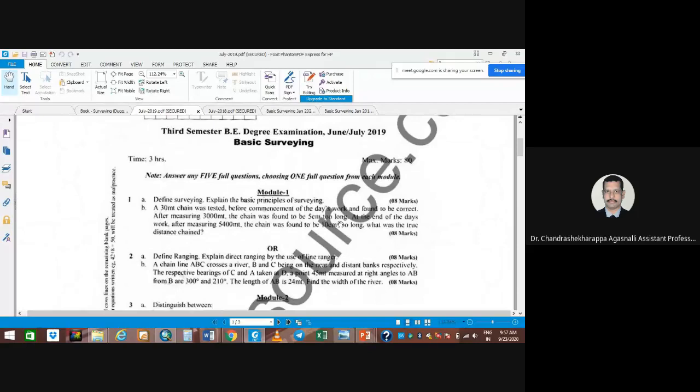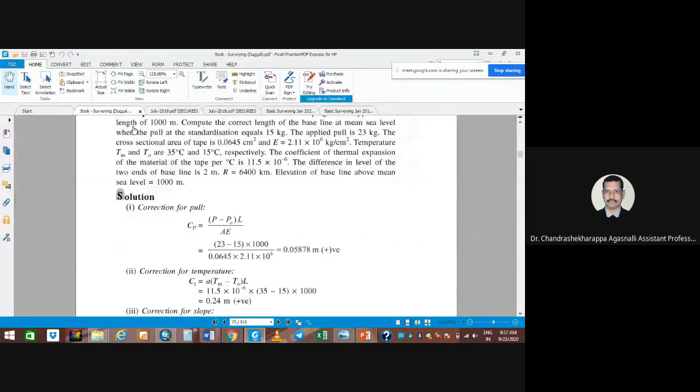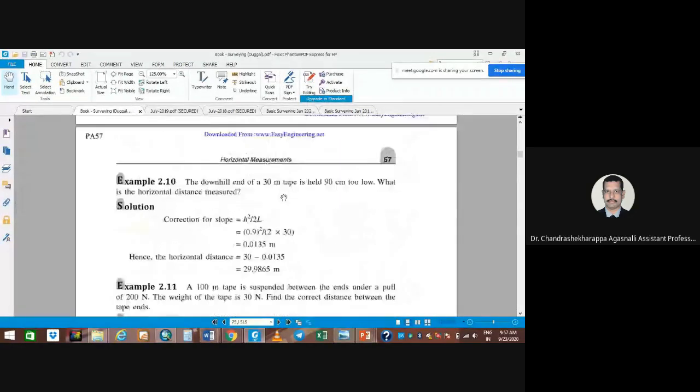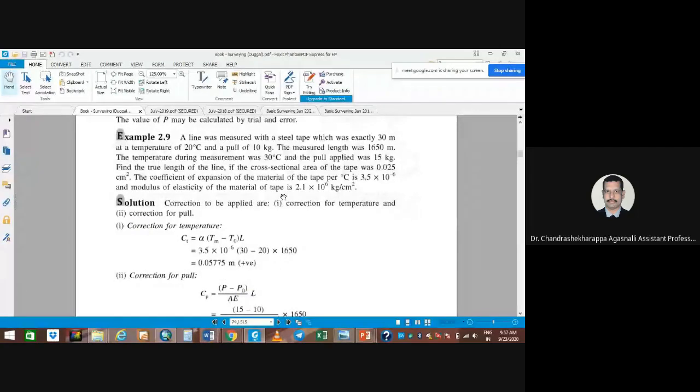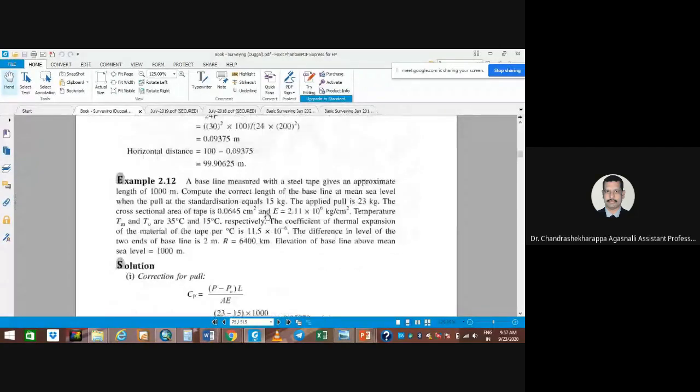How does that come about? At the end of the day's work, they had surveyed 5,400 meters, and the chain was found to be 10 centimeters too long. How is it possible? What was the true distance? The true distance of the chain measured, right? For that also we have the exact problems we discussed in the previous classes.